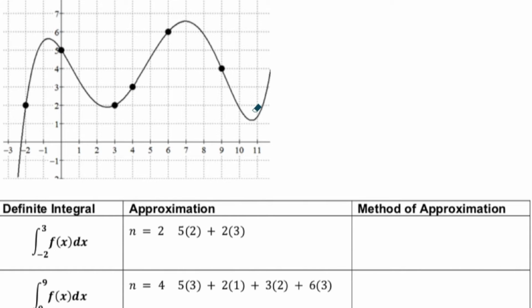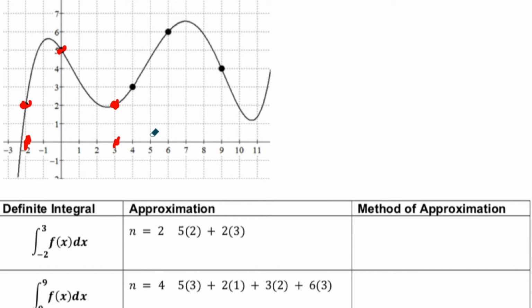So if you look at these points up here, each one of these points is where they kind of separated the graph to do the rectangles. So this one says we're going from -2 to 3, so we're going from -2 up to 3 using two rectangles. So it's using this endpoint and this endpoint here, or I'm sorry, and this endpoint here for 3.